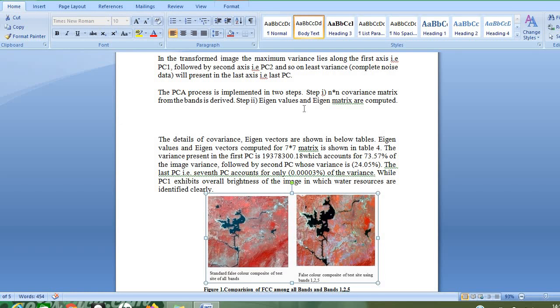Whenever PCA is implemented, it involves two steps. First, the covariance matrix is completed, next eigenvalues and eigenvectors are computed. The details of covariance, that is eigenvectors, are shown in the below table, which is present on the next page. Eigenvalues and eigenvectors are computed by 7 matrix.